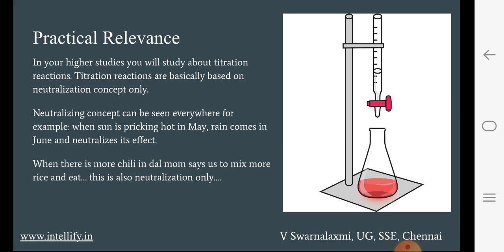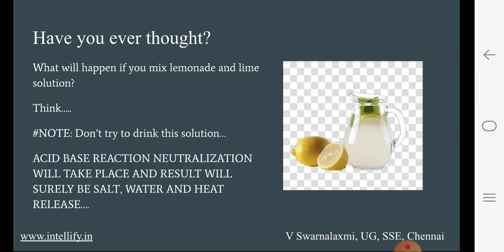Same concept: higher concentration, lower concentration, mix them both and the things will be neutralized out. Now, with a have-you-ever-thought type of doubt, I would like to ask you a little tricky question. What will happen if you mix lemonade and lime juice? Lemonade मतलब नींबू पानी, lime juice मतलब चूना पानी. So think what will happen. Don't know the answer? Don't worry, I will tell you.